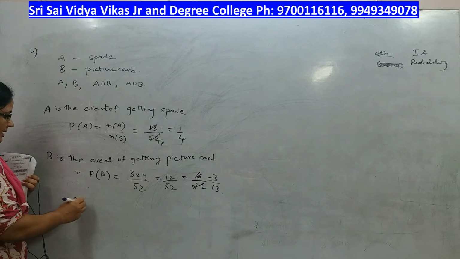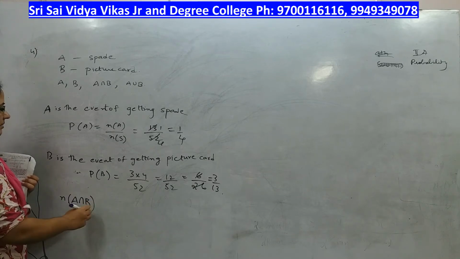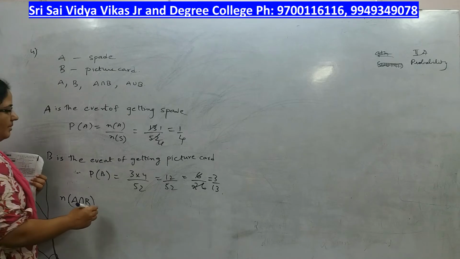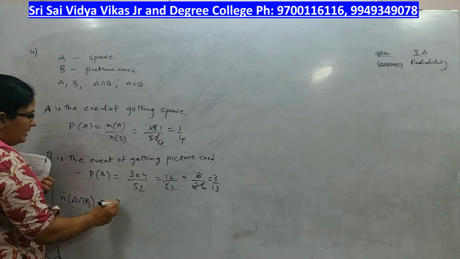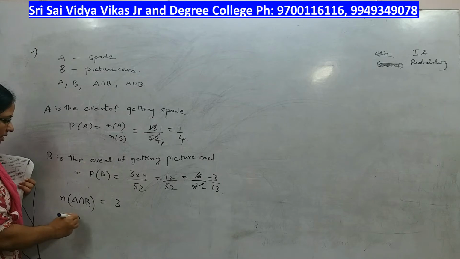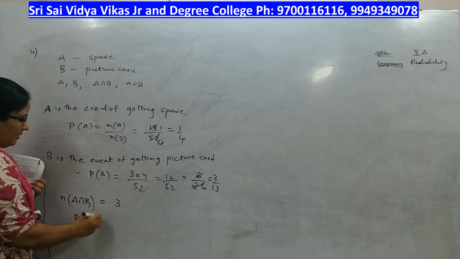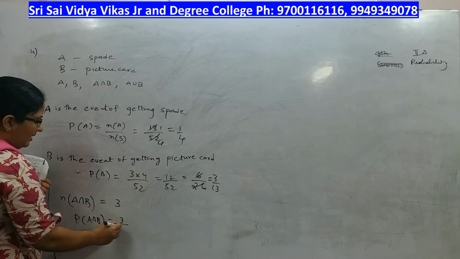A intersection B. N of A intersection B will be 3. P of A intersection B will be 3 by 52.